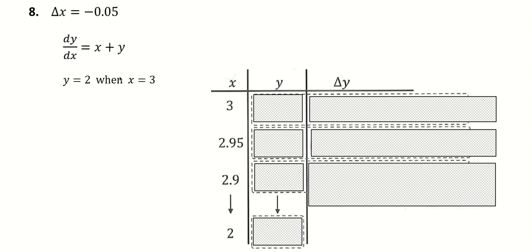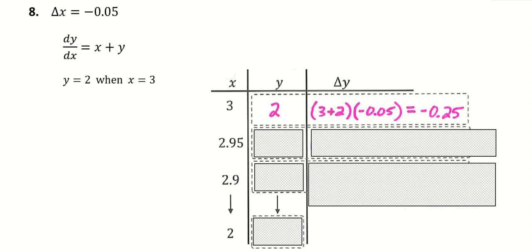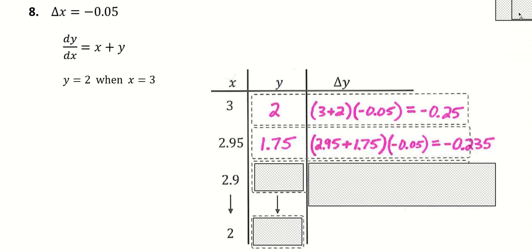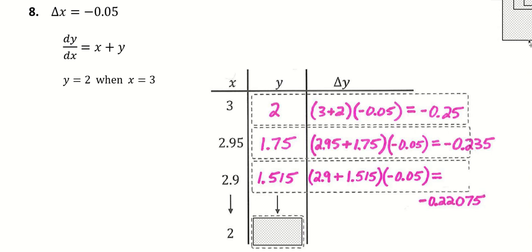Number 8. Same thing, just remember that here we have a change of x of negative, so make sure you make it a negative. Here really quickly are just the final answers for those first 3 rows, which then you would go to your calculator for the final answer, skipping all the other rows that would be there.